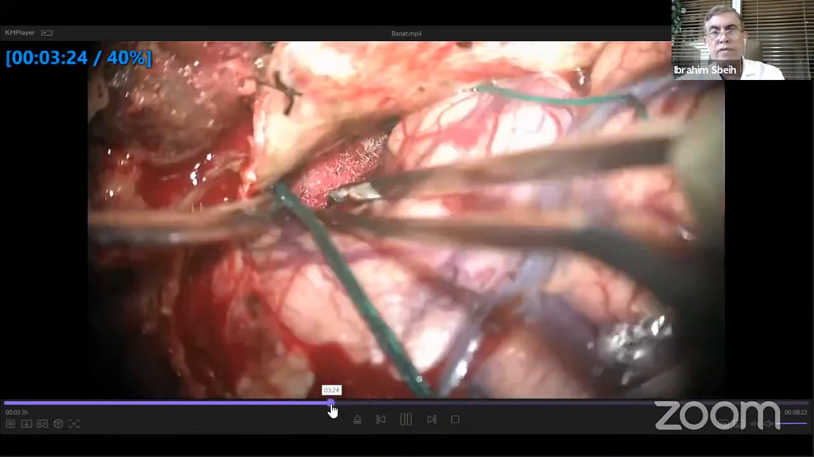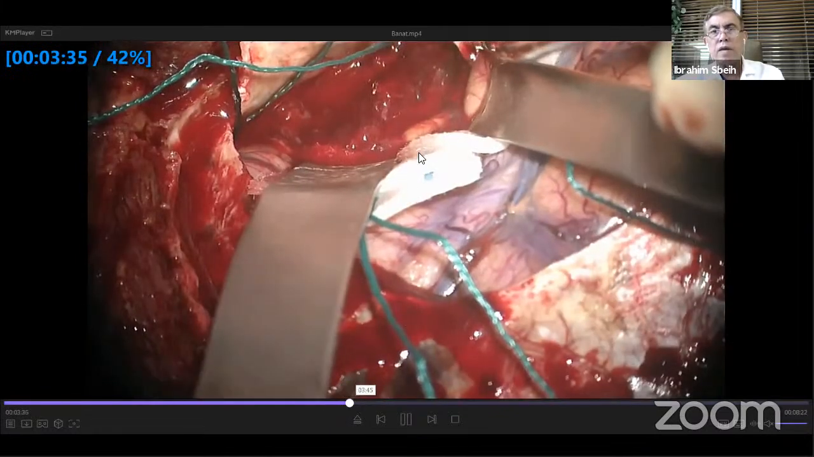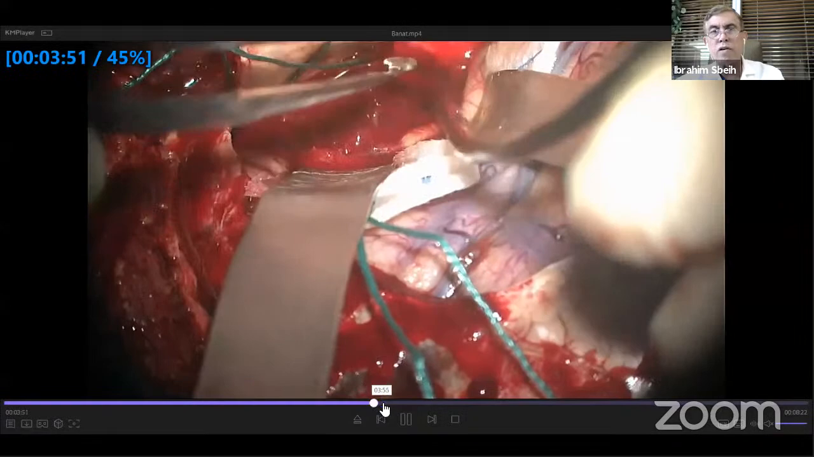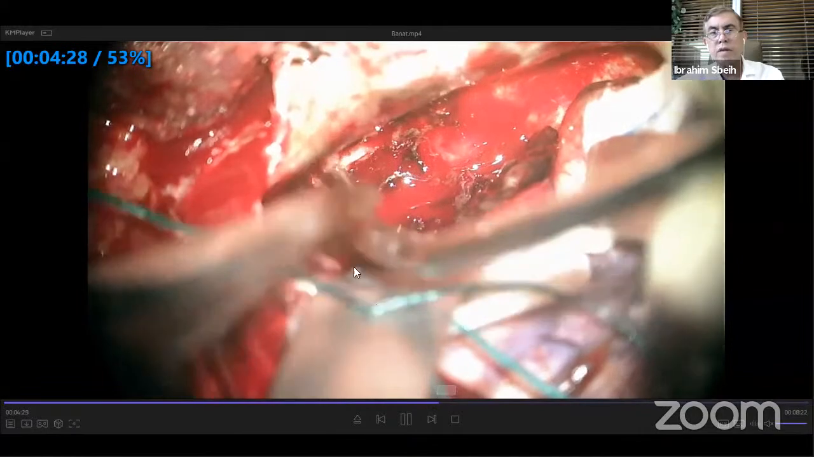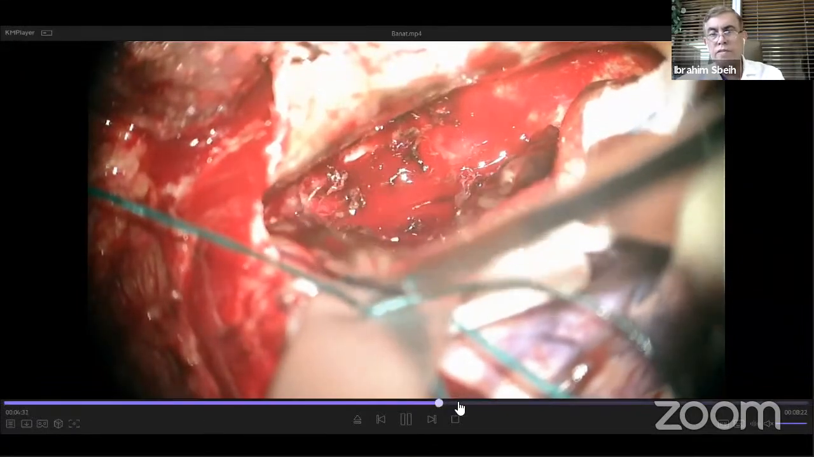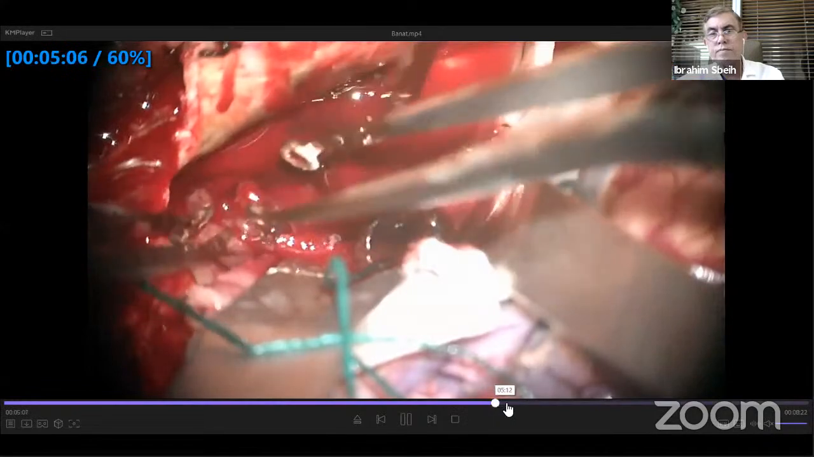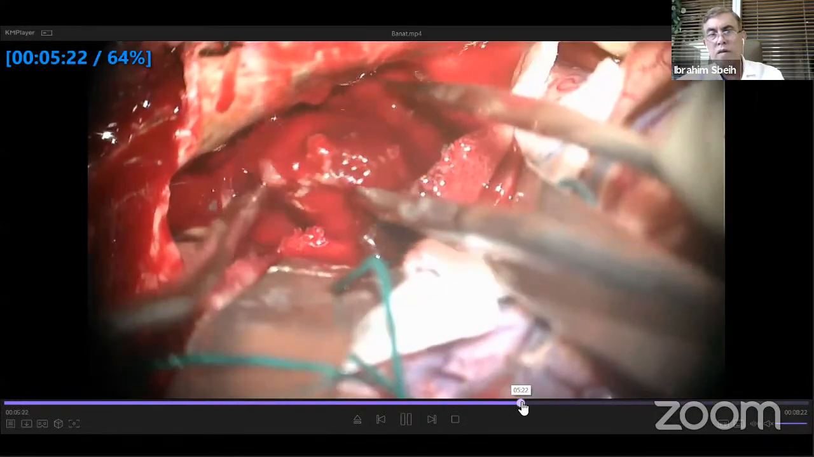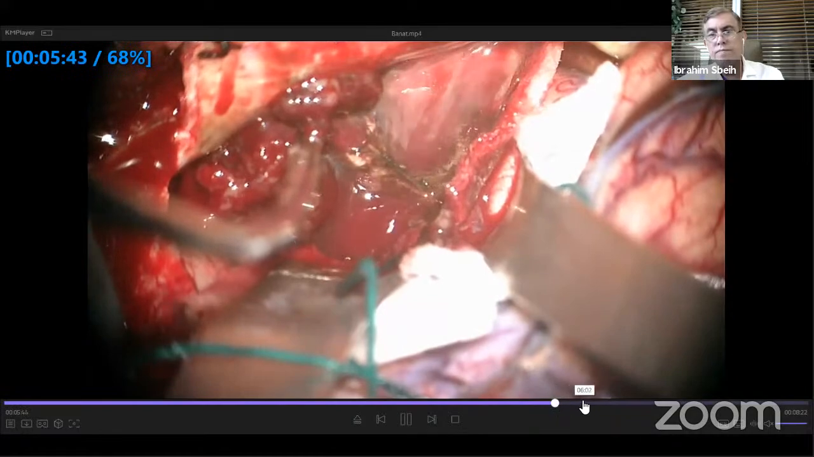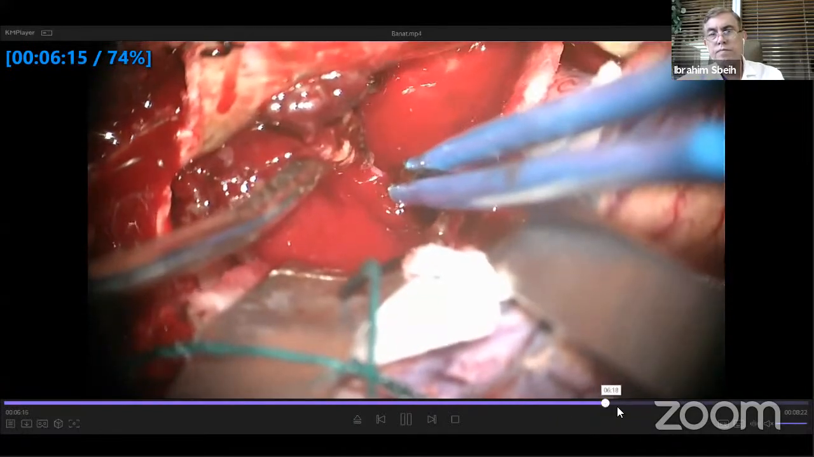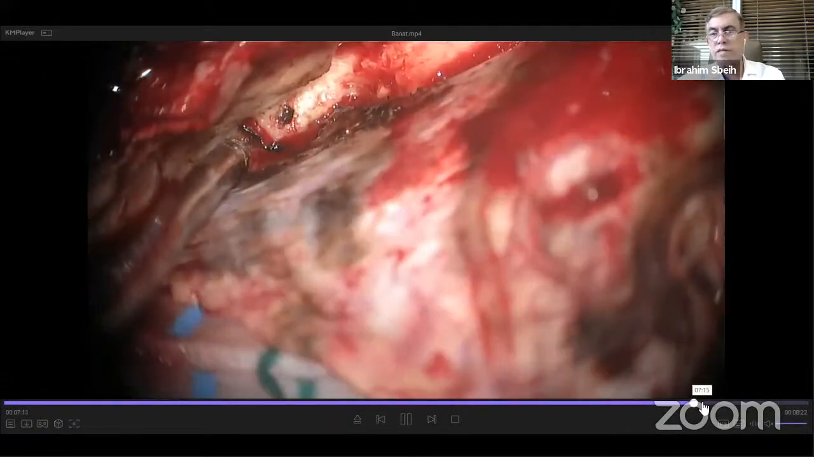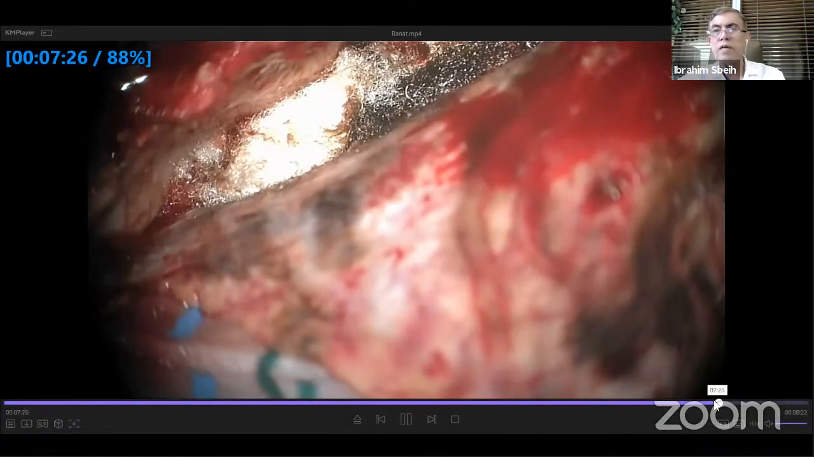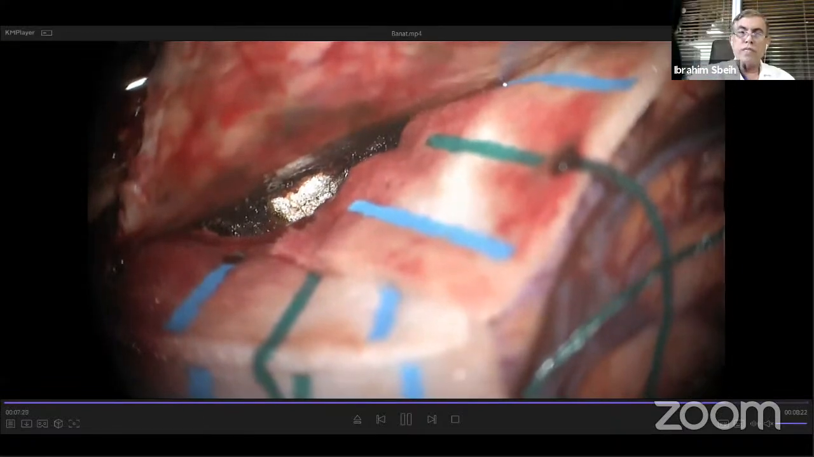This is, as you know, in the left temporal area. And you can see the lesion, a very vascular bleeding lesion. This is the floor of the middle fossa, temporal fossa. And this is the hemostasis and occlusion. So, what was the histology?